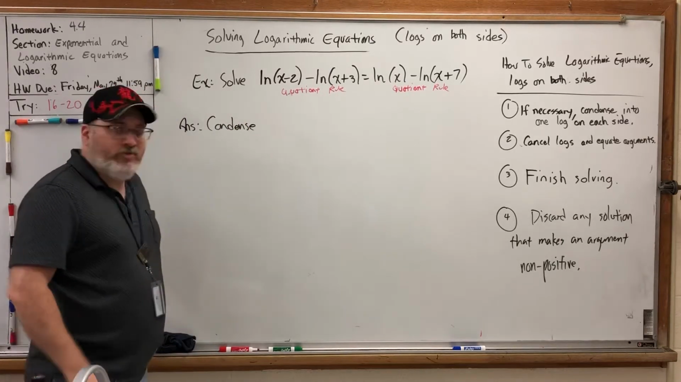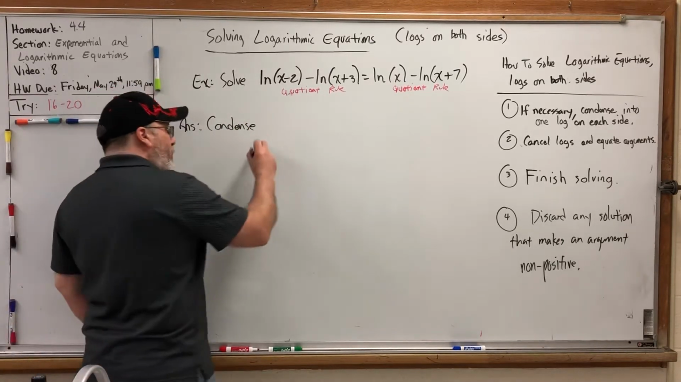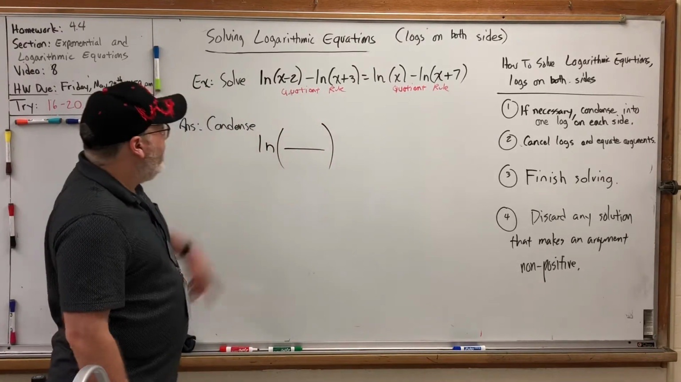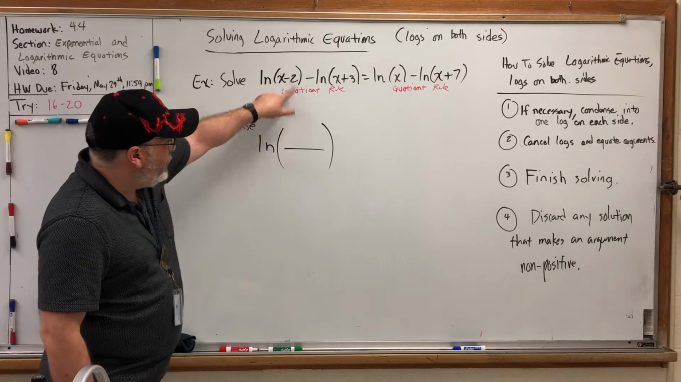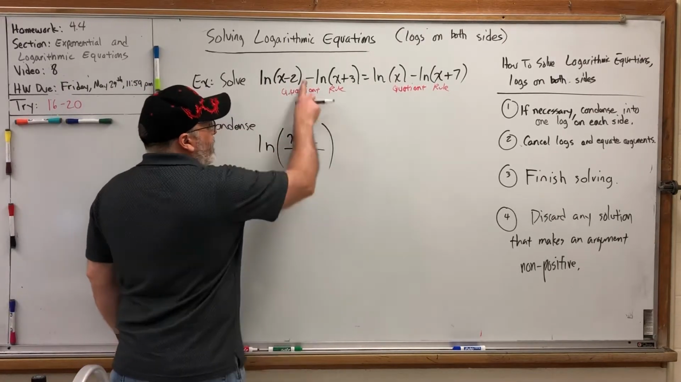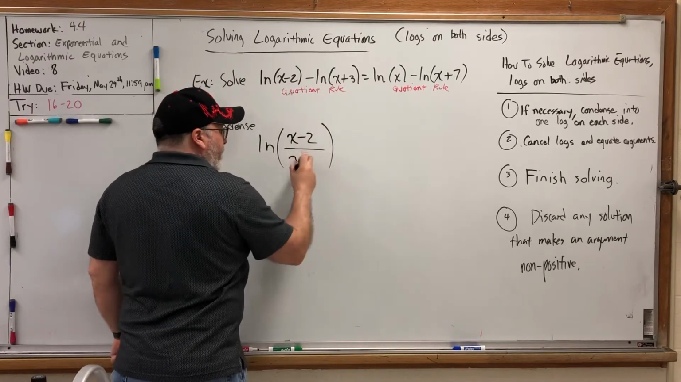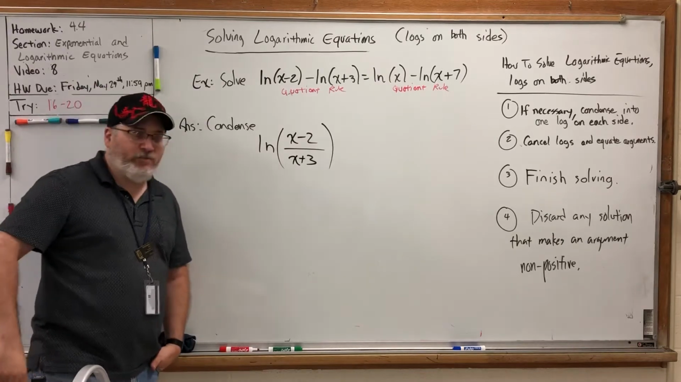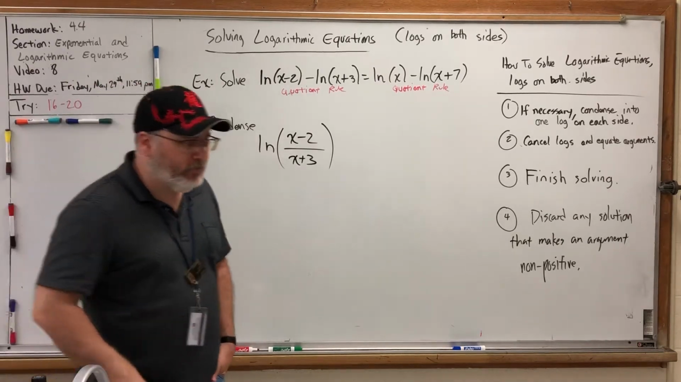And remember how the quotient rule goes. If you have a difference of 2 logs, you can condense them into 1 log of a fraction. The positive log's argument goes on top. The negative log's argument goes on bottom. Natural log of x minus 2 over x plus 3. Don't you dare cancel those x's.